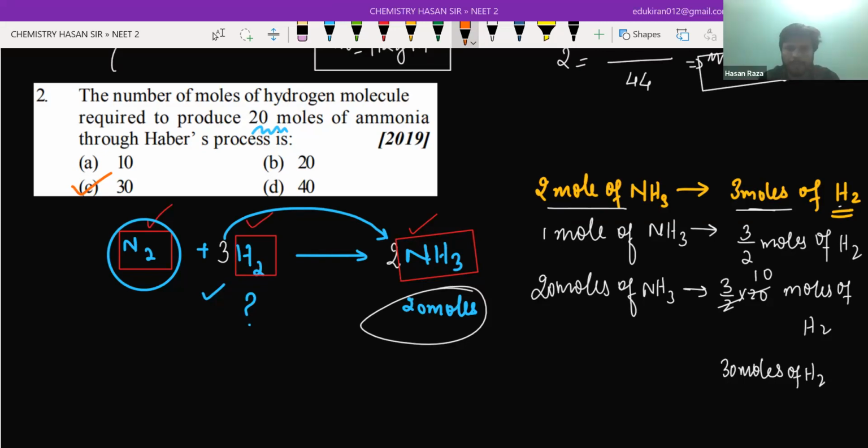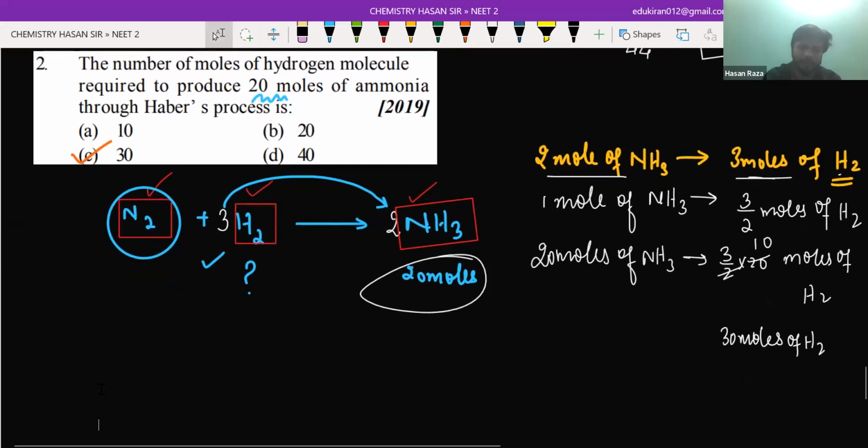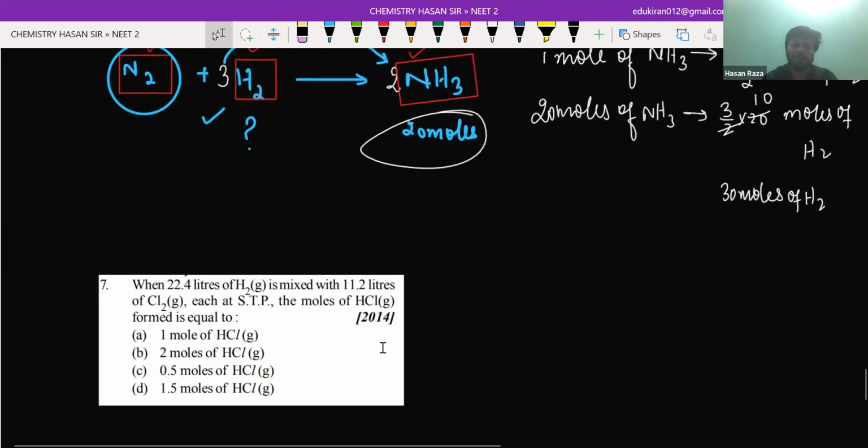I'm going to give you another question. This question is also similar. You just need to write the reaction and then find the number of moles if it is not given directly. The good thing about the previous question was that the number of moles was directly given. This is the question.